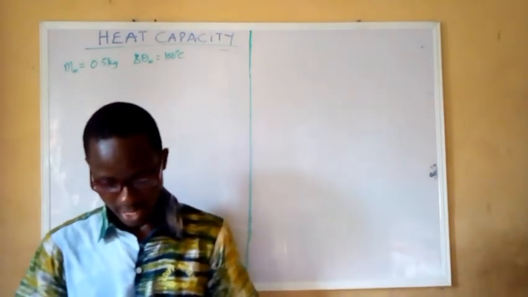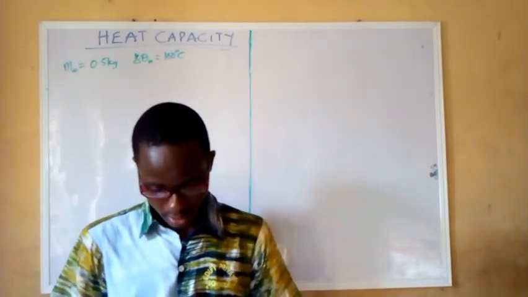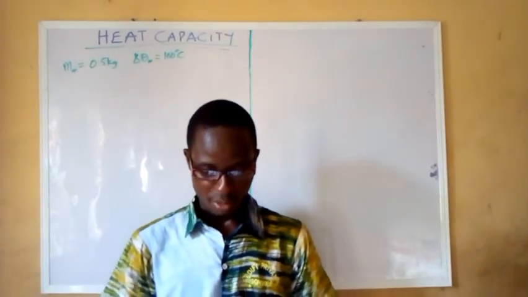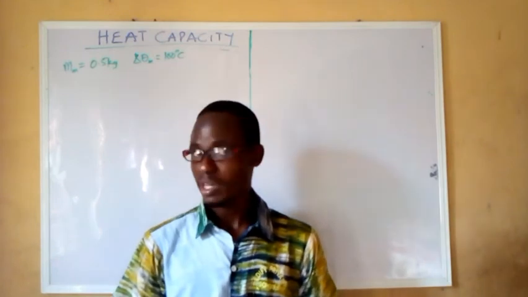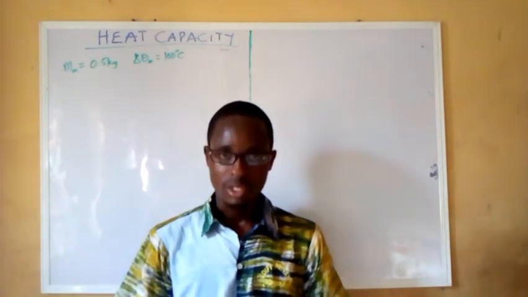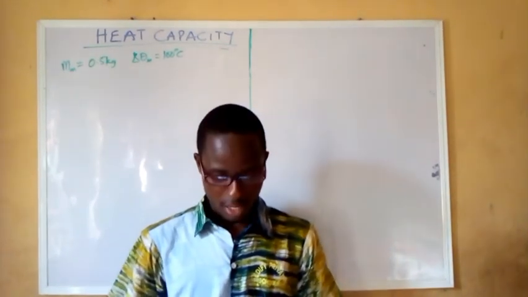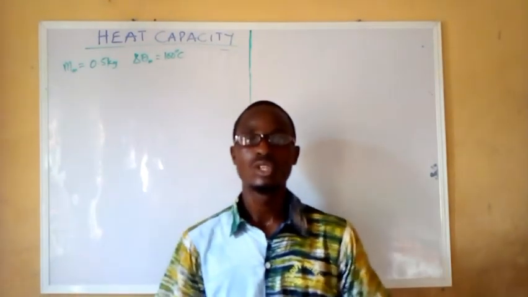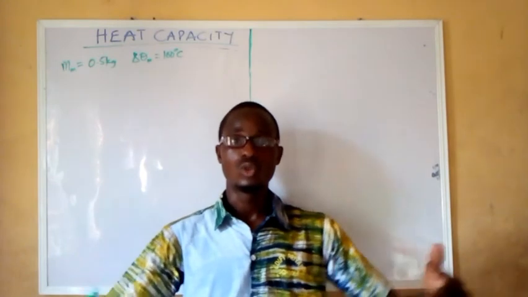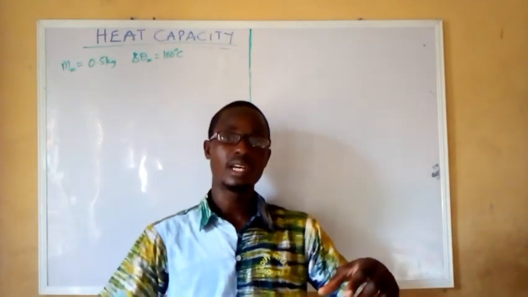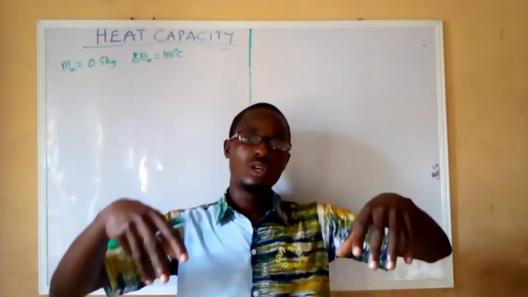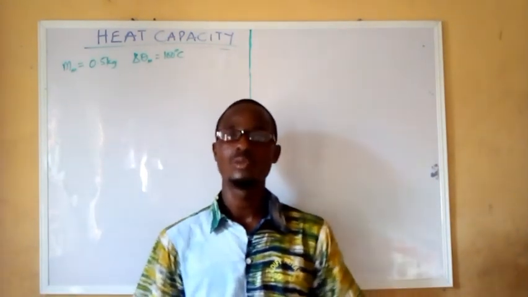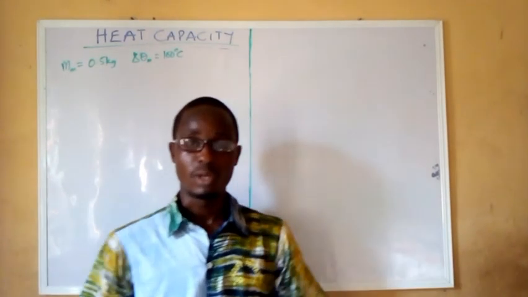And then transferred to a well-lagged calorimeter. When we talk about lagging, we are talking about using an insulator to cover a conductor, or placing a conductor into an insulator, that will prevent heat loss. Lagging has to do with prevention of heat loss from a container.